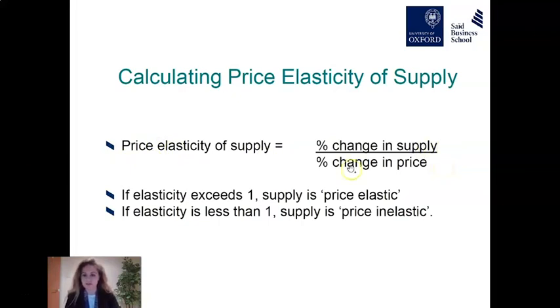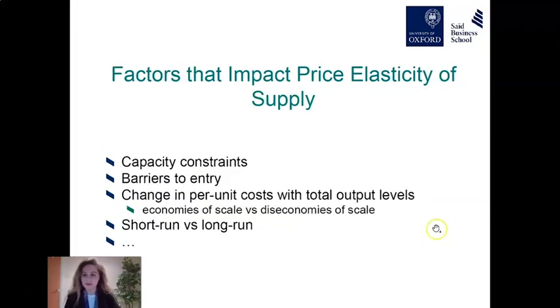If price elasticity of supply is greater than 1, then as a rule of thumb, we will say supply is price elastic. And if this price elasticity of supply is less than 1, then we will call the supply function to be price inelastic. Next, I want to talk about the economic factors that influence the price elasticity of supply.